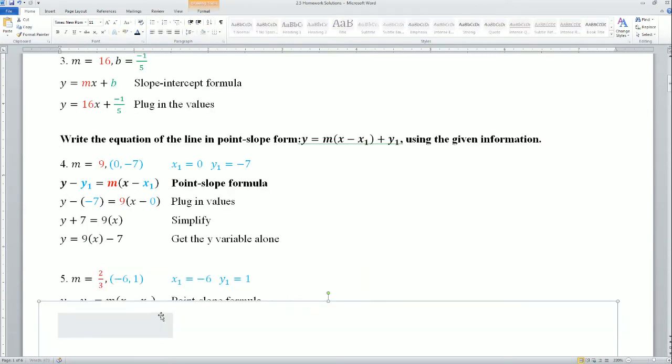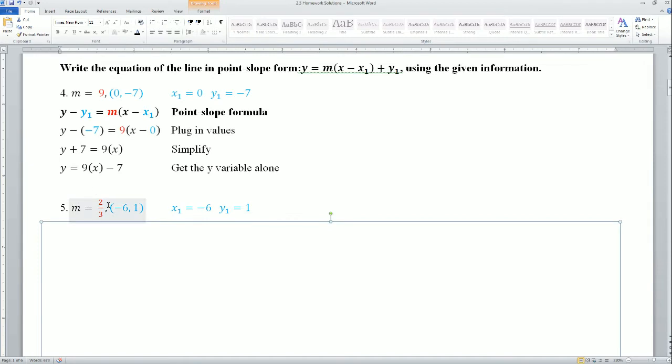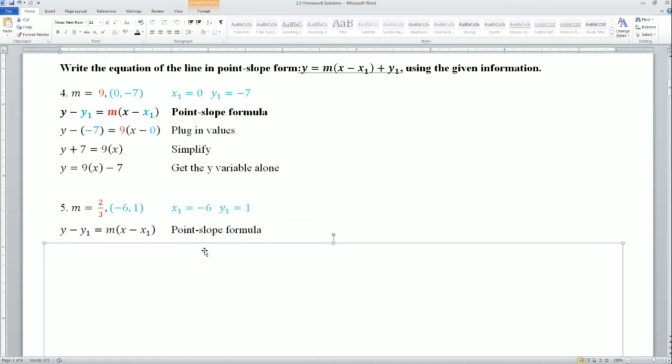Next we have 5. Again, we have the slope, 2/3, and we have a point. Once we have that point, we label it: x1 equals -6, y1 equals 1. All I'm doing here is labeling the points. Next, this is point-slope form. Again, that's the format.